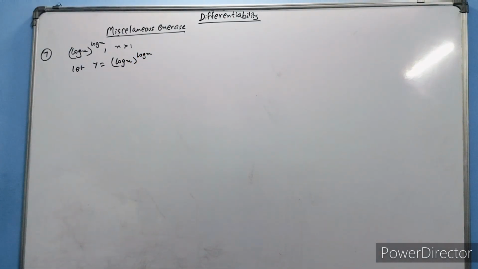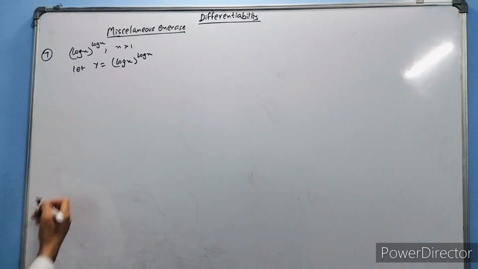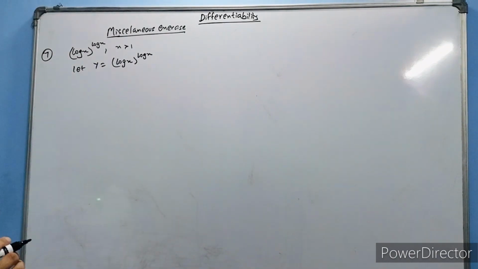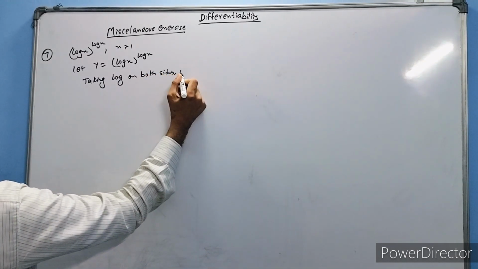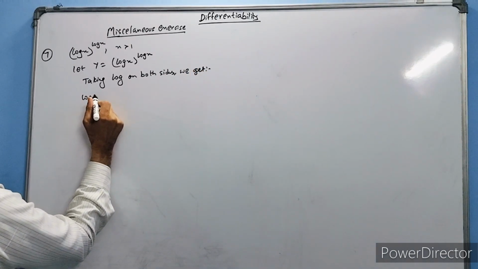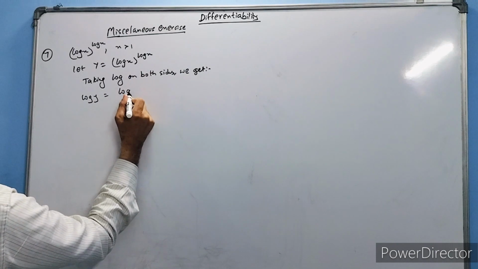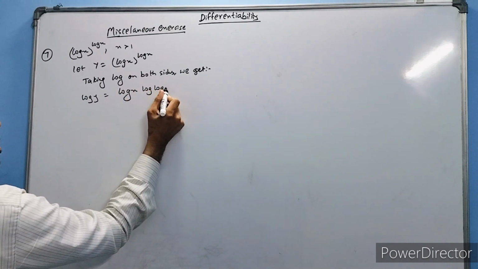Now let us try to differentiate it. How? By using logarithmic differentiation, taking log on both sides. So we get log of y is equal to log x times log of log x.